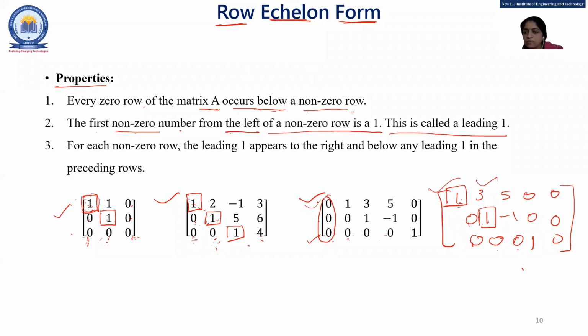And for the third one, I have to write here 1. This is my leading element, this one is a leading element, so this one should be my leading element. So here I have to interchange my third and fourth column also. Then and only then it is row echelon form. Otherwise it is not in row echelon form, right? Because my leading element must be 1.